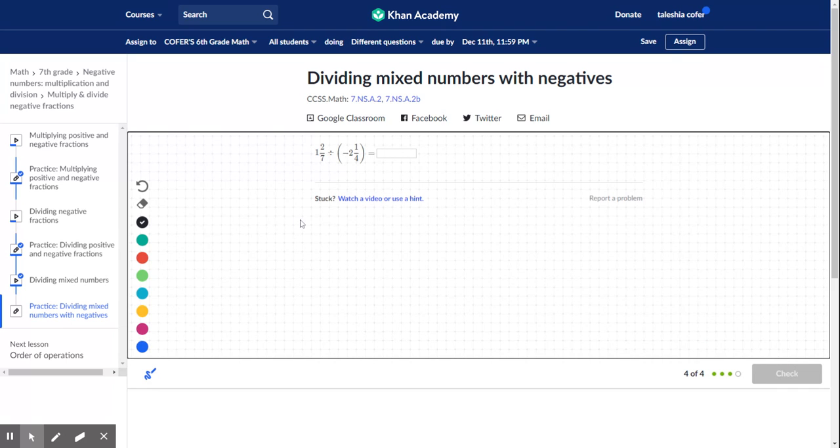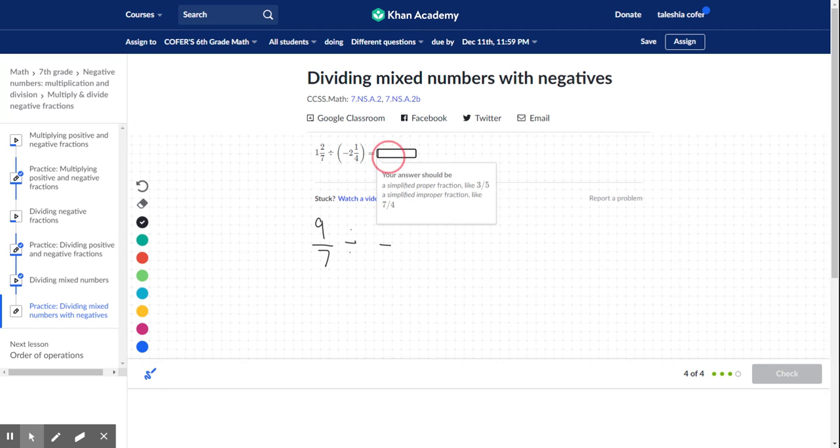Last one. I'm going to turn my mixed numbers into improper fractions. 7 times 1 is 7, plus 2 is 9 over 7, divided by, this is negative over here, so we know now they're different signs, so my answer is going to be negative. 4 times 2 is 8, plus 1 is 9 over 4.